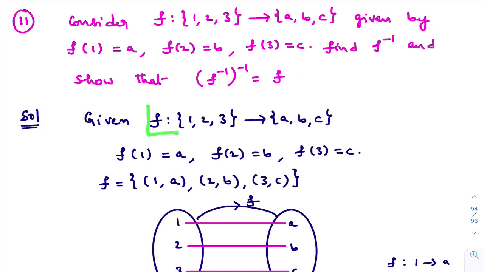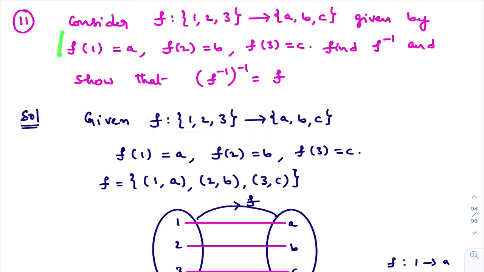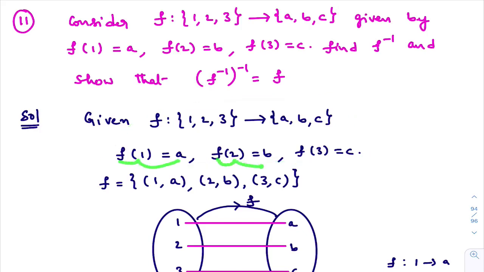Right, first I'll write the given information. f is from {1, 2, 3} to {A, B, C}. I have written this, and you see here they have given f of 1 is A, f of 2 is B, f of 3 is C. That also I have written here. We need to find its inverse. Now from this I can write f like this. f of 1 is A, so 1 is related to A. f of 2 equal to B is given, that means 2 is related to B. f of 3 is C, so 3 is related to C.